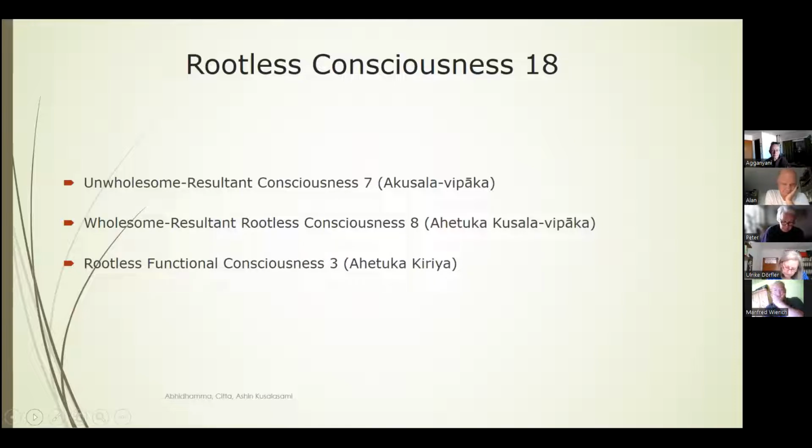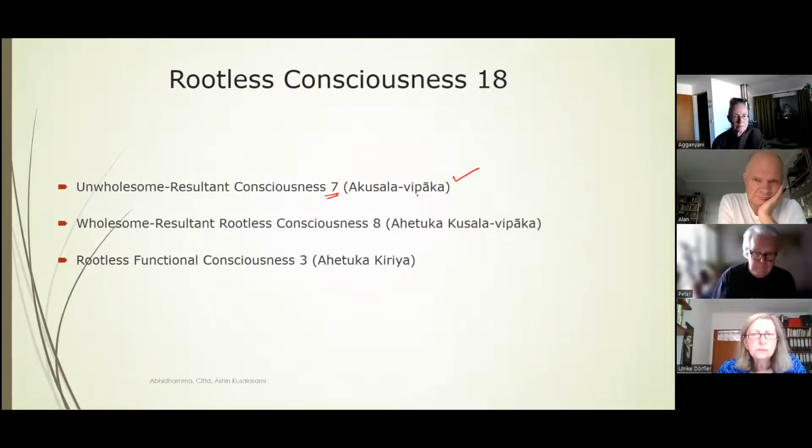Rootless consciousness, 18. Out of these 18 rootless consciousness, there are 3 kinds of chetas, or consciousness, divided. The first group is 7 akusala vipaka cheta, unwholesome resultant consciousness. The first 12 is akusala consciousness. This Pali word is the same, only this is different: vipaka.